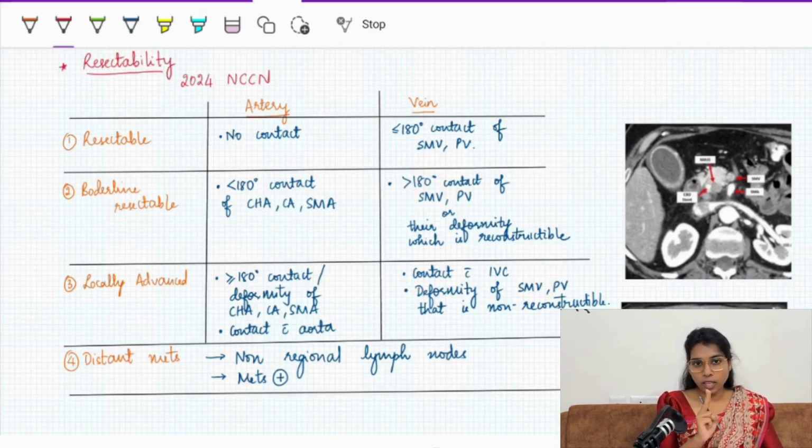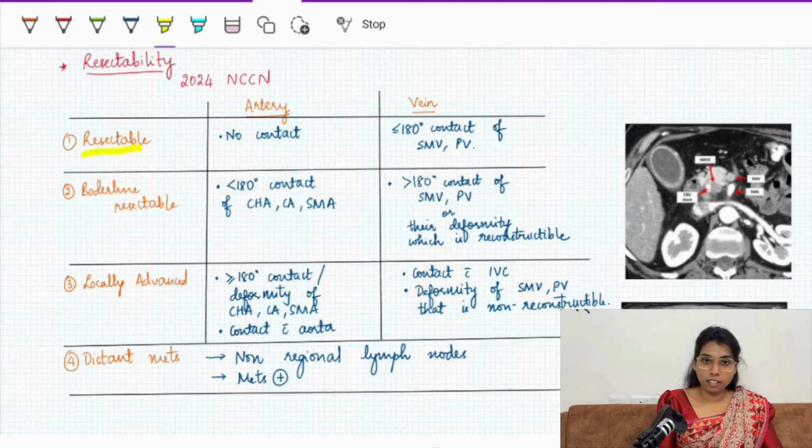There are 2 rules to understand this resectability criteria. Rule number 1, you need to look for relation of 5 vascular structures, 3 arteries and 2 veins. The 3 arteries are superior mesenteric artery, celiac artery and common hepatic artery. The 2 veins are superior mesenteric vein and portal vein. Rule number 2, vein is always first, right? Now we look at the criteria.